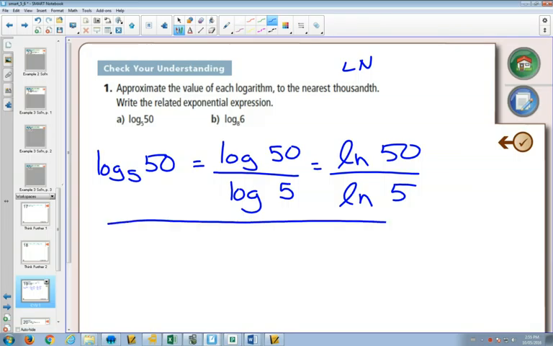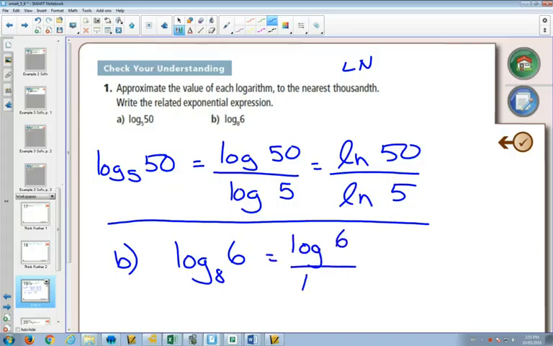The same thing for part B. Log 8 of 6, if you can type that in directly, that's fine. If not, you might like to do log 6 divided by log 8, or natural log of 6 divided by the natural log of 8. And all of those would give you the same answers.